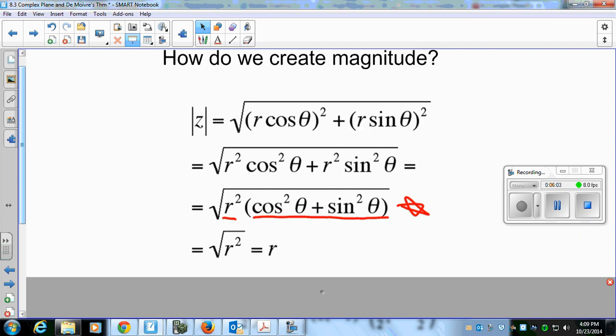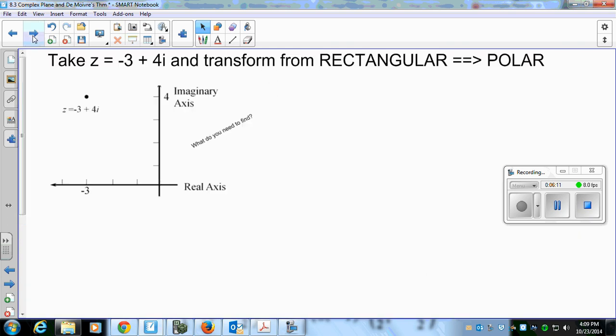Square root of r squared is r. So you can see why the magnitude is r. All right. So the first thing that we're going to work here is rectangular to polar. Next, we'll go from polar to rectangular.